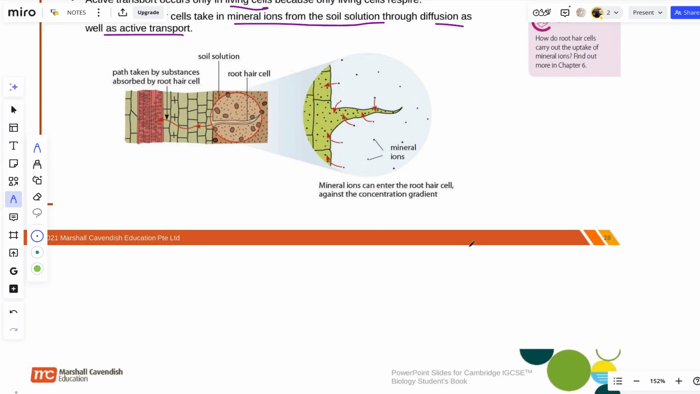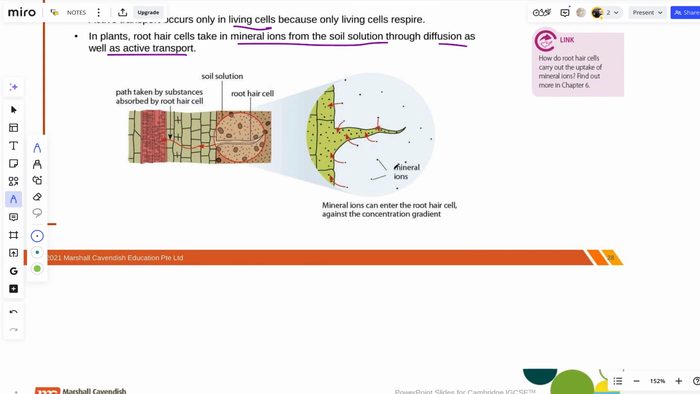Let's look at the mineral ions in the soil. There is a higher concentration of the mineral ions here than what you have in the soil, so they are moving against the concentration gradient. Those from a higher region will go through diffusion. Those spread out at lower concentration in the soil will go into the root hair cell through active transport. Okay? So let's move to the next one.